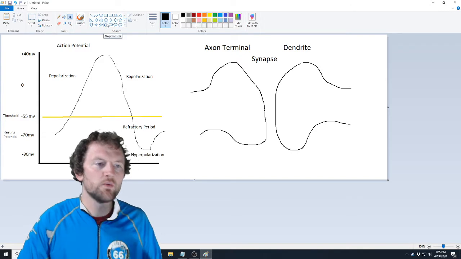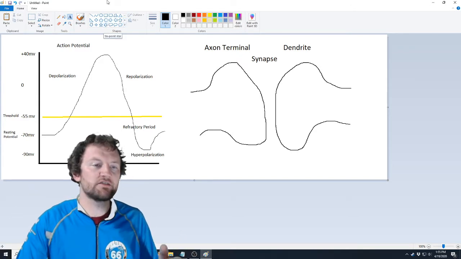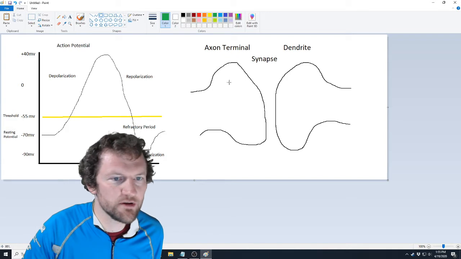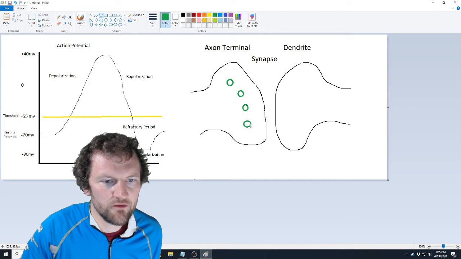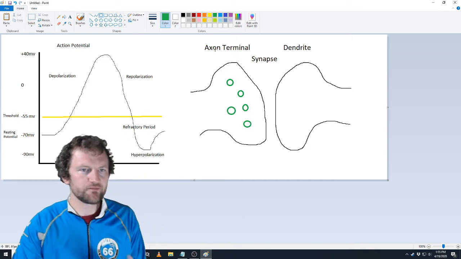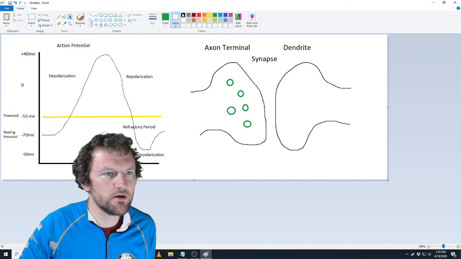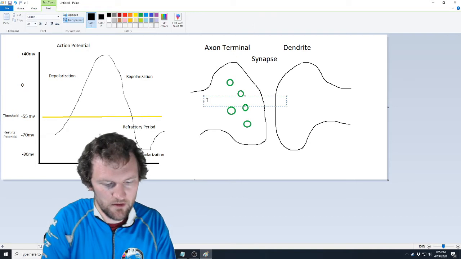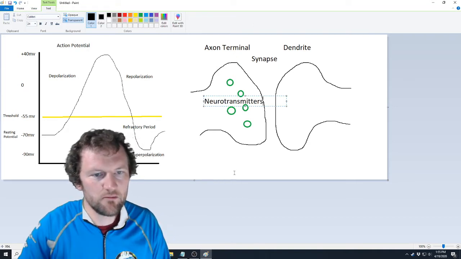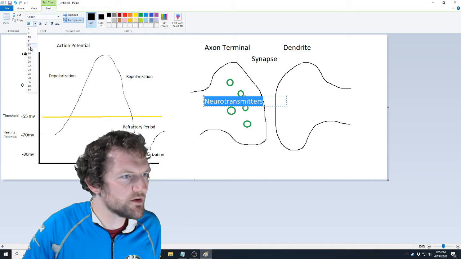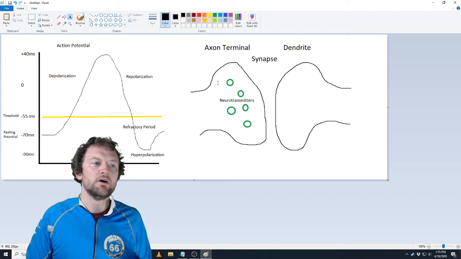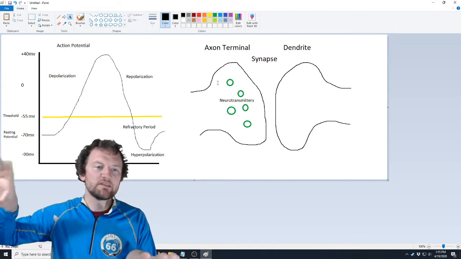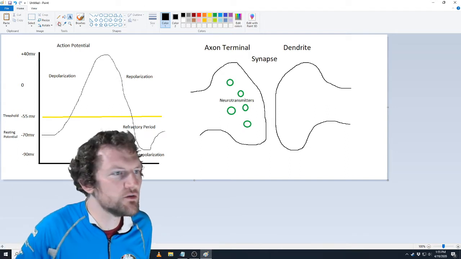In the axon terminal, whenever an action potential goes across, it actually releases little chemicals called neurotransmitters. For some reason in my mind, they're always green. We'll give them a few. They're called neurotransmitters, or neuron transmitters. That makes sense. They're chemicals that are inside of the axon terminal. Once an action potential successfully comes across the axon, it releases the neurotransmitters into the synapse.